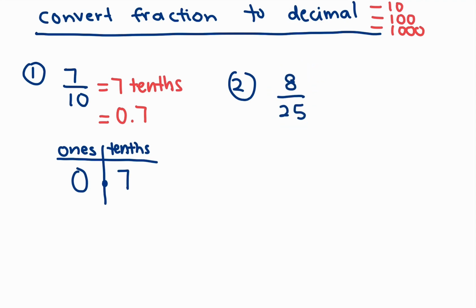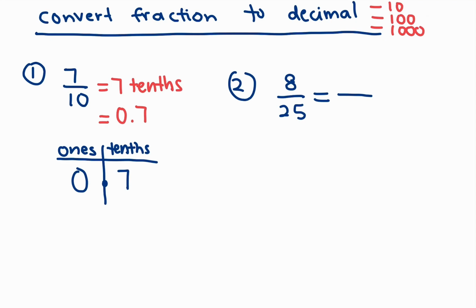Okay. Next question. 8 out of 25. Now what must I do? Can I convert straight to a decimal? No. Why not? What do we look at? The denominator. The denominator is what? 25. Can you convert to decimal? No. Okay, so what am I going to convert my denominator into? Can I convert into 10? No. Then? 100.